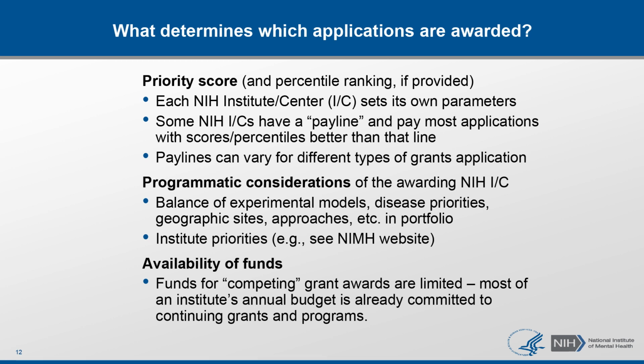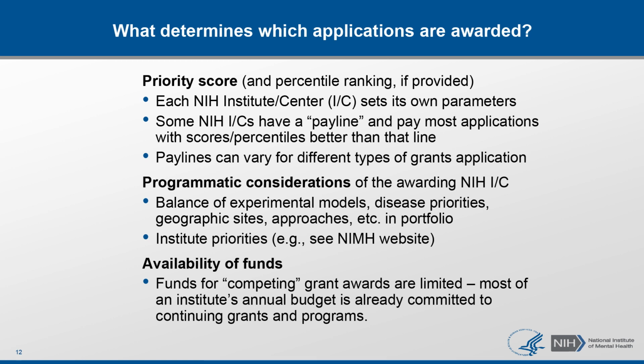What also factors in are programmatic considerations. So there may be an interest on the part of an institute in having a balance of experimental models or different types of diseases, different types of approaches. They want to have a well-rounded portfolio. And also there are issues about institute priorities. I just gave an example here, which would be to see, for example, the NIH website, but you can, of course, see that for all of the institutes.